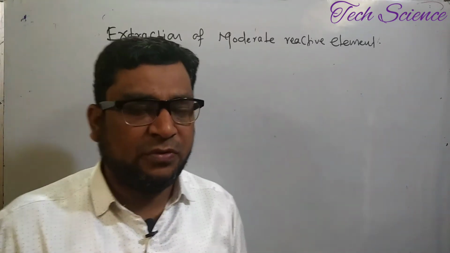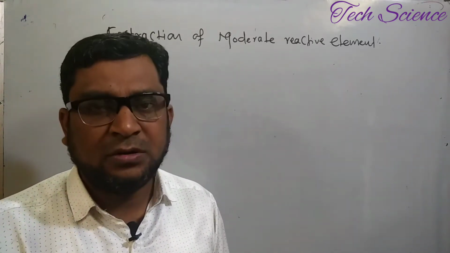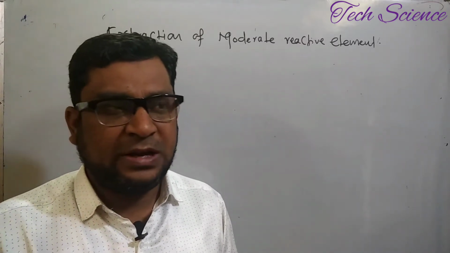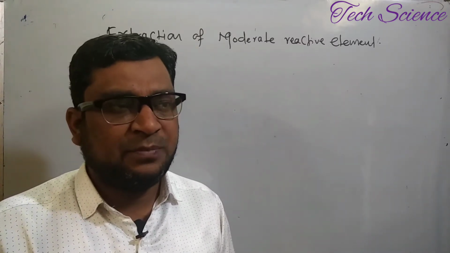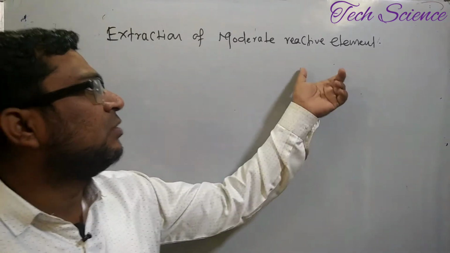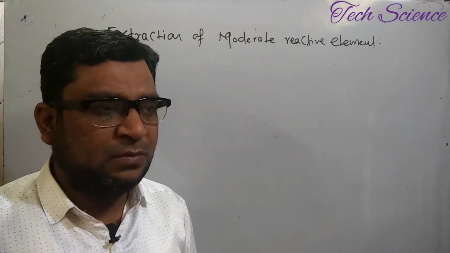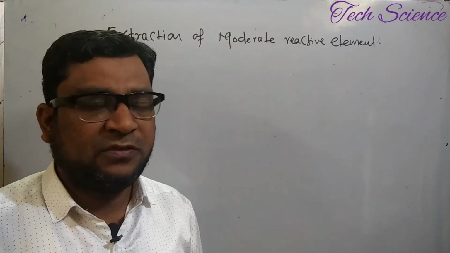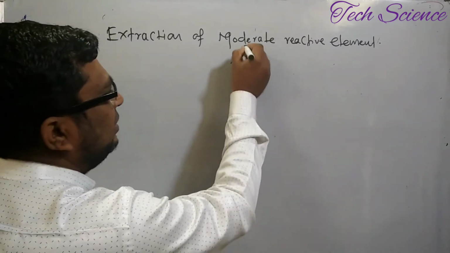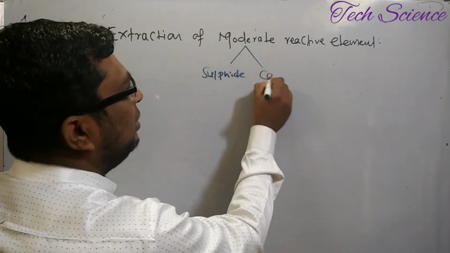Generally in that chart you will find some names of the moderate reactive elements like iron, copper, zinc, lead, etc. Here, as an example, we consider zinc. These are the elements which are called moderate reactive. Generally in nature they are found in the form of their ore, either as sulfide salt or in carbonate form.